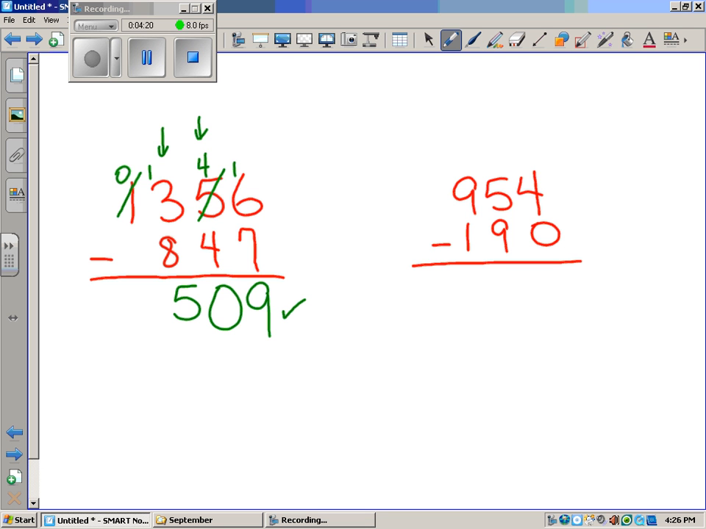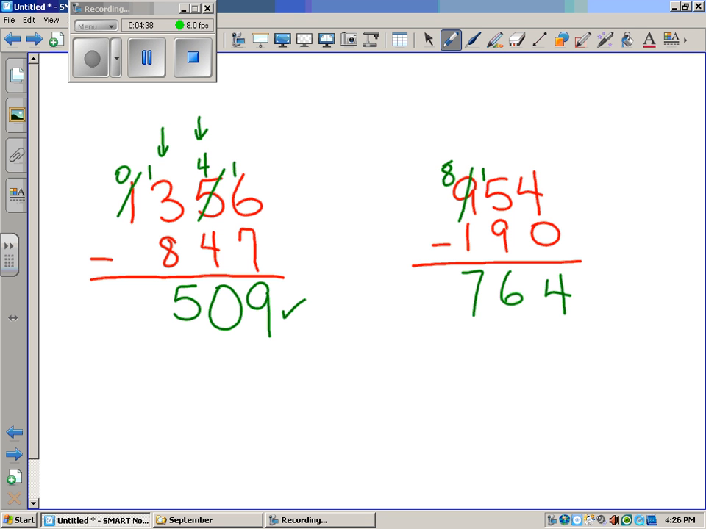Our next one over here, 4 minus 0 is 4. 5 minus 9 you can't do. You have to borrow. Neatly cross out the 9, put an 8 so you don't forget what it has become. That becomes 15. 15 minus 9 is 6. And 8 minus 1 is 7.